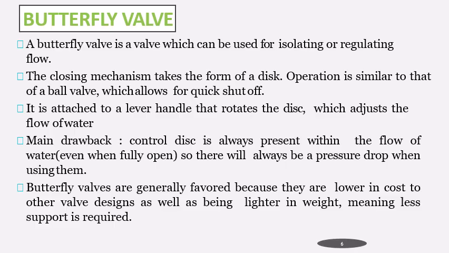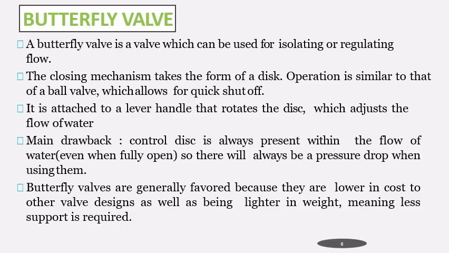Next is the butterfly valve. A butterfly valve is one which is used for isolating or regulating the flow. The closing mechanism takes the form of a disc. Operation is similar to that of the ball valve, which allows for quick shut off also. It is attached to a lever handle that rotates the disc, which adjusts the flow of the water.